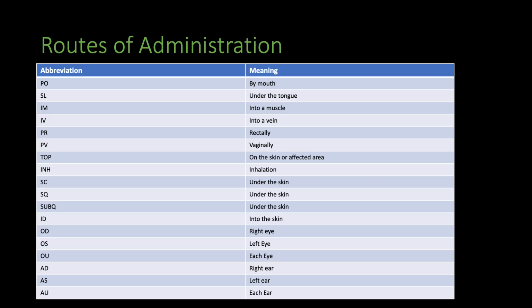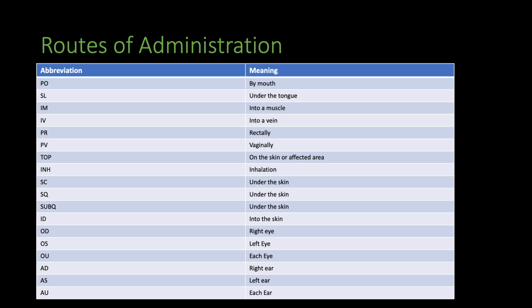And then OU, each eye. And then instead of O, you just replace it with A. So it'll be AD, right ear; AS, left ear; AU, each ear.